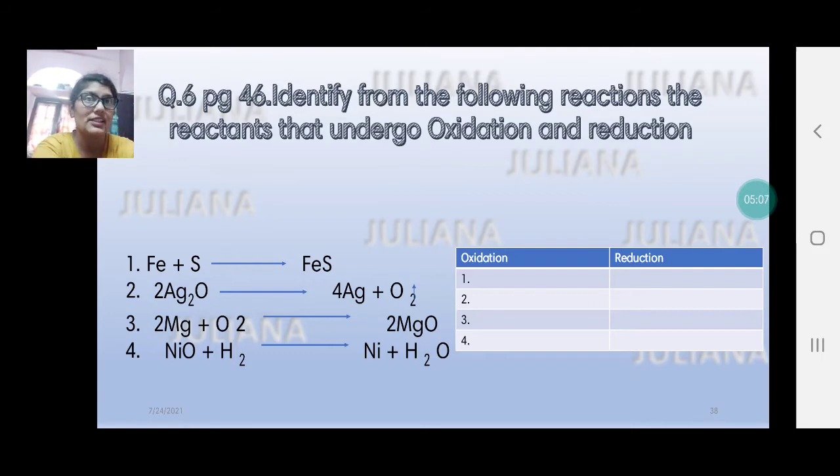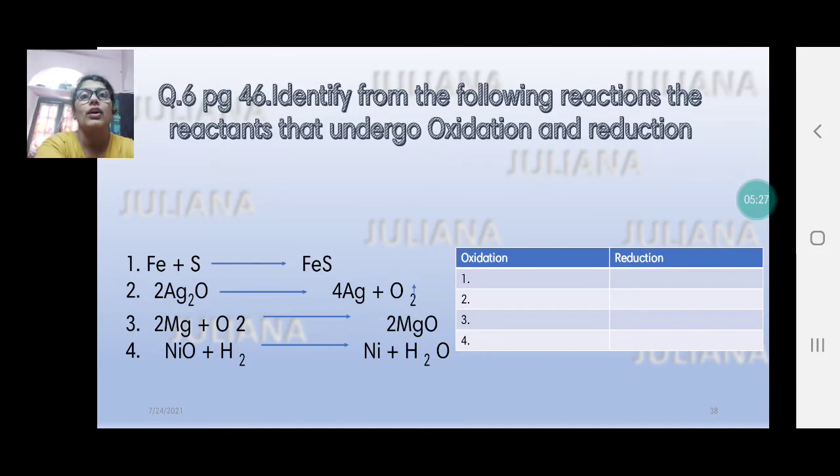Now who is donating electrons? Metal, that is iron, is donating electrons. So oxidation of iron is taking place. Sulfur is accepting electrons, so therefore reduction of sulfur is taking place. So you can put under oxidation Fe and under reduction sulfur. Second case, silver oxide. Now this is clear cut, oxygen is removed.